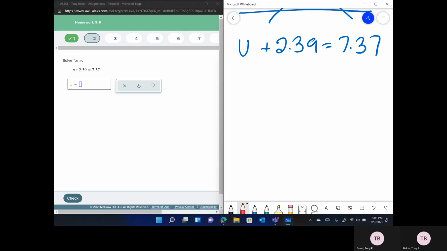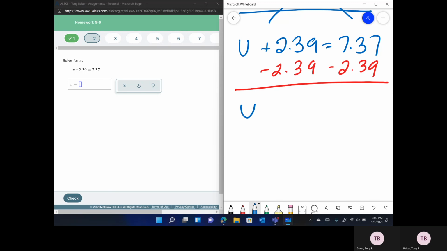This is a positive 2.39, so how am I going to get rid of a positive 2.39? I'm going to subtract 2.39. So u, positive 2.39 minus 2.39 does cancel itself out. 7.37 minus 2.39. Well, if it was 2.37, the answer would be 5, right? So I have to take 2 more hundredths away from that. So it's 4.98.